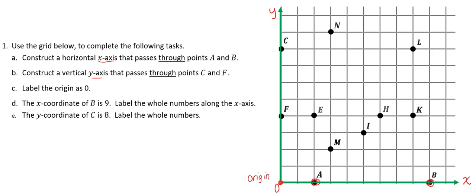Part D says the x-coordinate of point B is 9. Label the whole numbers along the x-axis. So if B is 9, I'm going to work my way backwards and label the rest of the points. Question F says that the y-coordinate of C is 8. C being 8, above it would be 9, and then I'm going to work my way down to the origin.